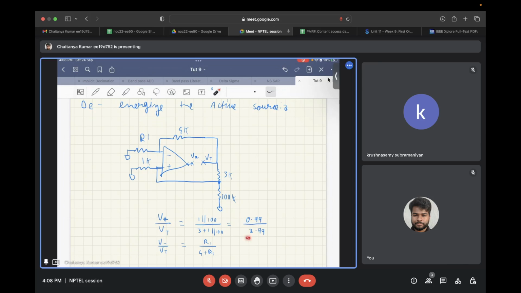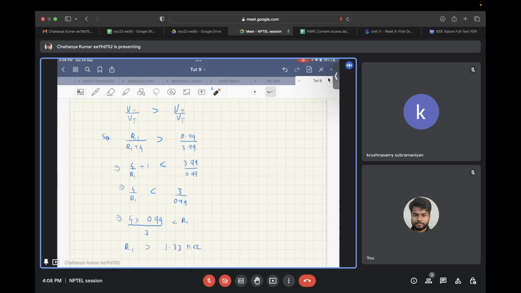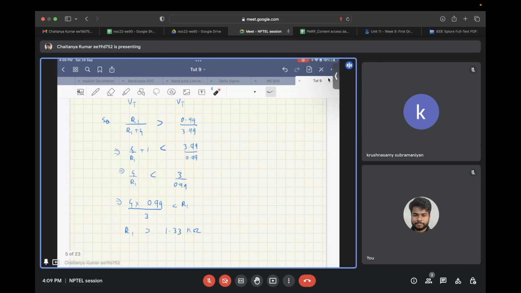So it is 0.99, that is approximately equal to 1. You have this as the gain, and similarly from VT to the negative terminal of the op amp, you have R1 divided by 4 plus R1. For the circuit to be in negative feedback, the gain from output to the negative terminal should be greater than the gain from output to the positive terminal. Plugging the values of the gain that we calculated previously into the inequality, we get R1 should be greater than 1.33 kilo ohms. This is how you needed to solve this question.